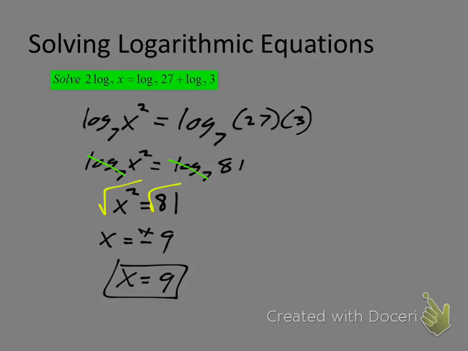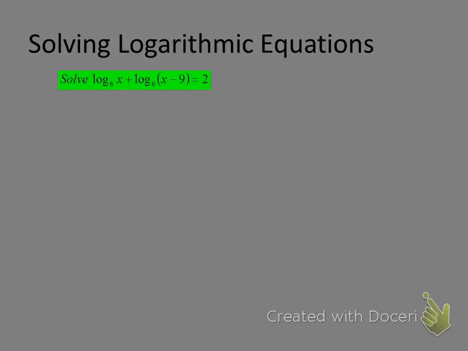I'm trying to shorten the videos, trying to get them to not take 30 minutes each time. So this will be the only example that I show where you have logs on both sides and you just cancel them out. The rest of them are going to be ones kind of like this, where you have a log on one side. So that's what I always look at first. Do I have logs on both, or do I have logs on one?